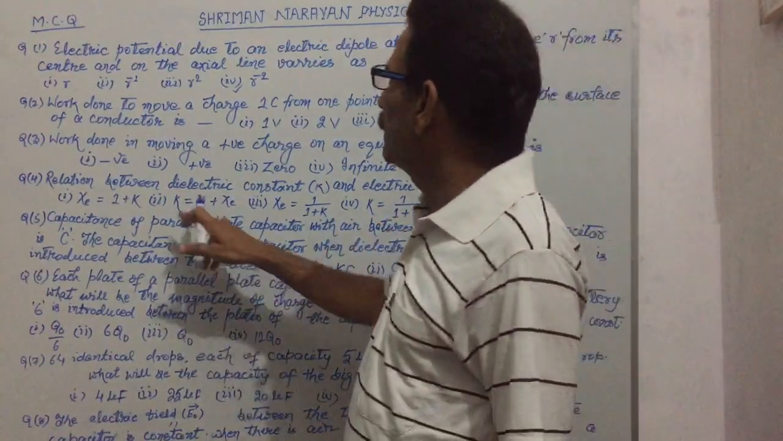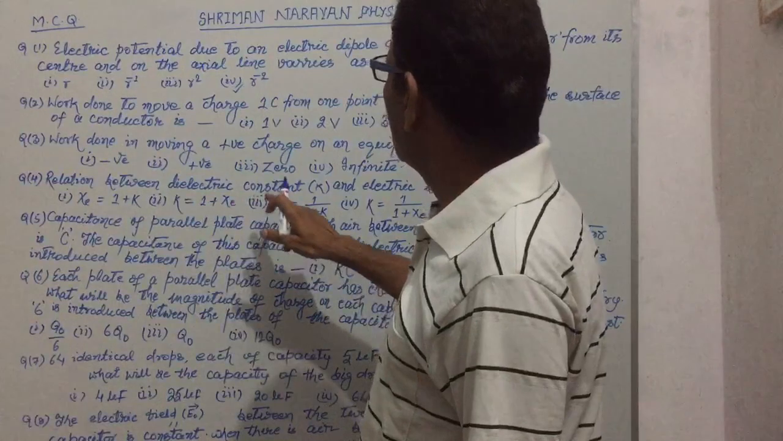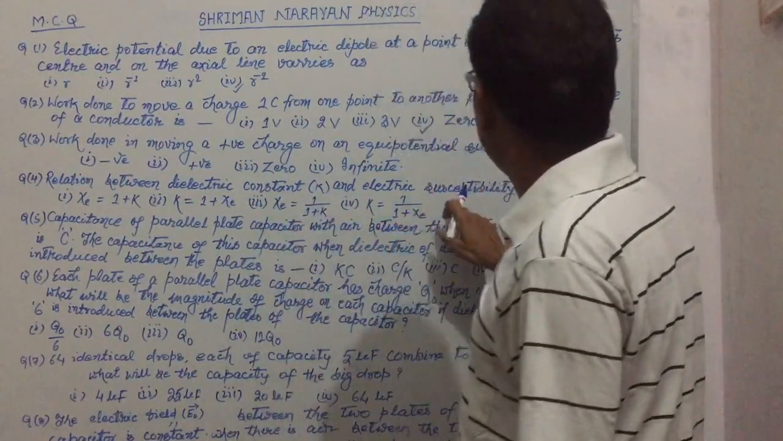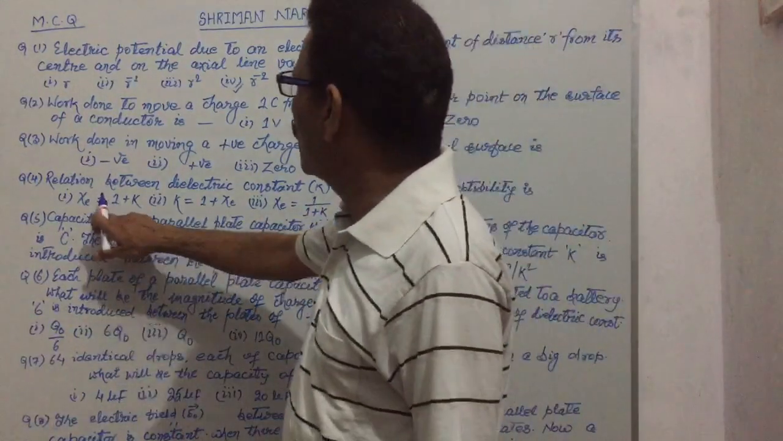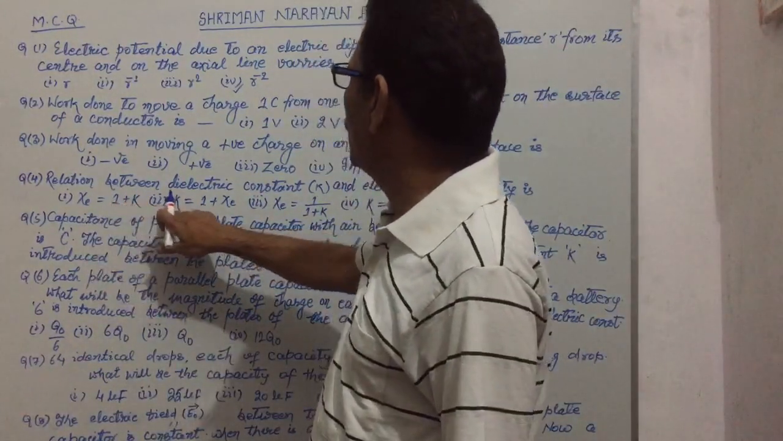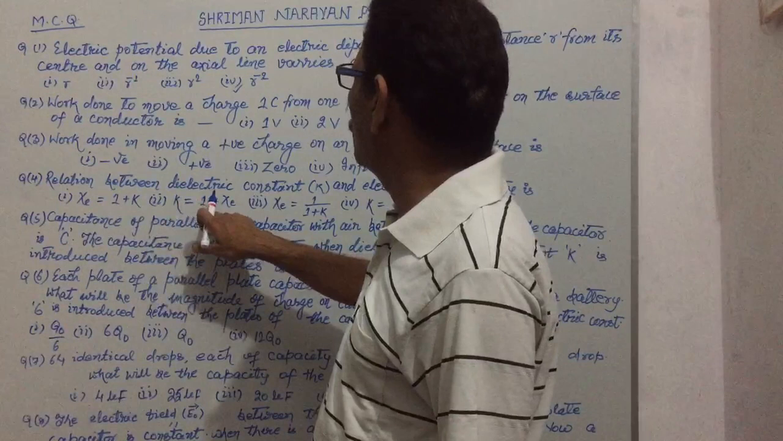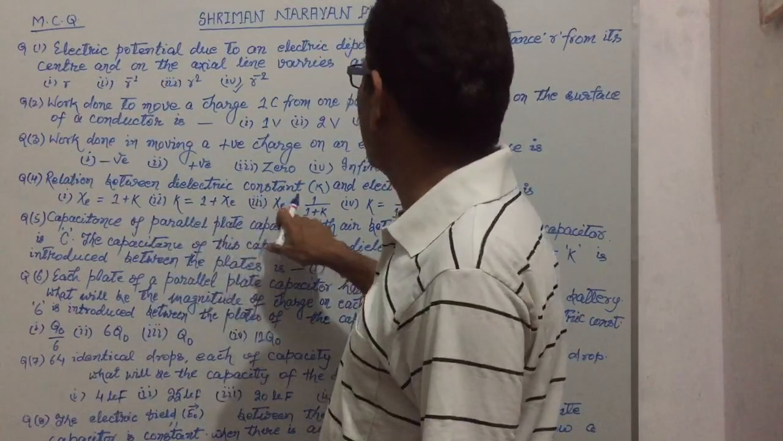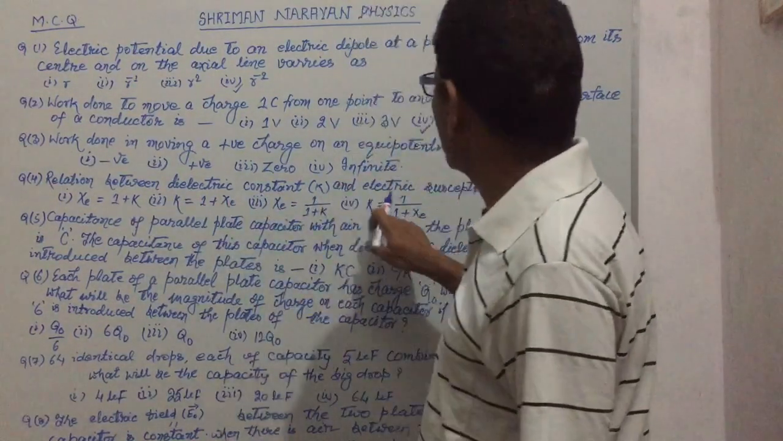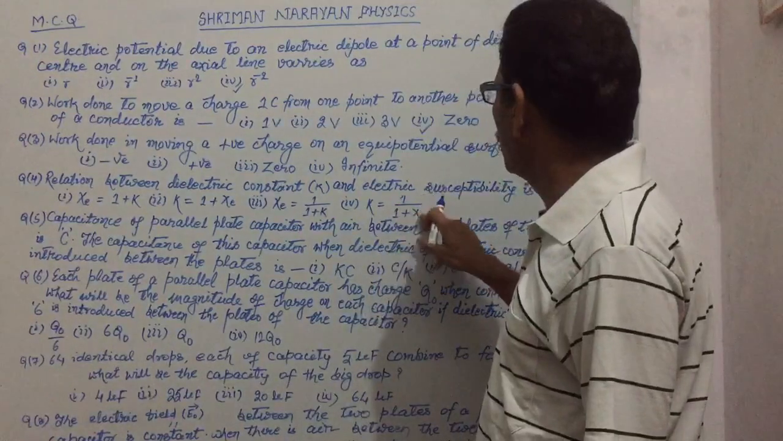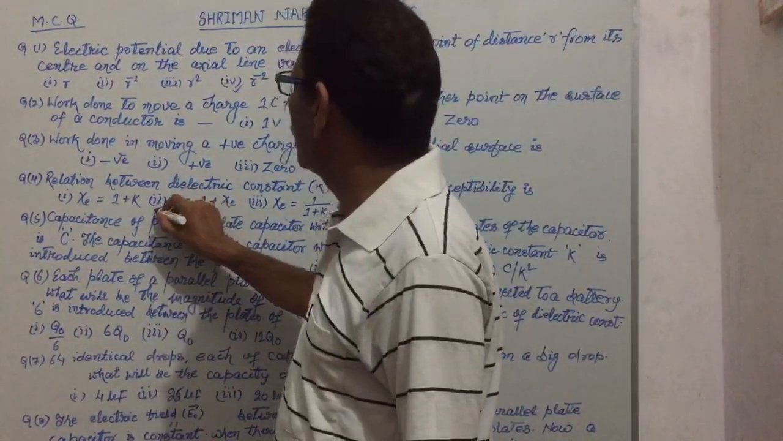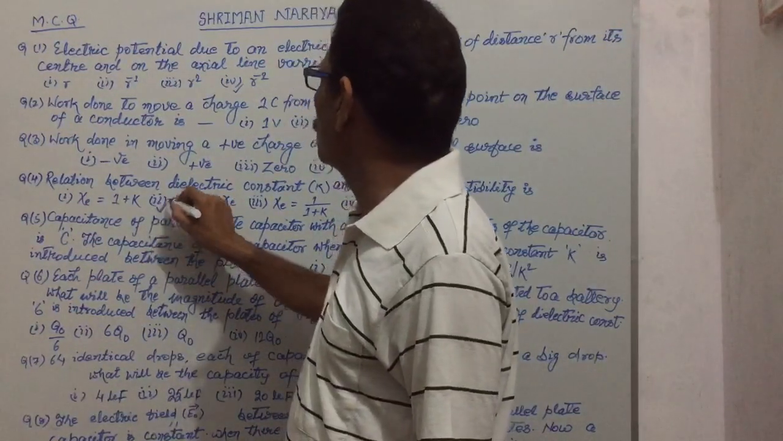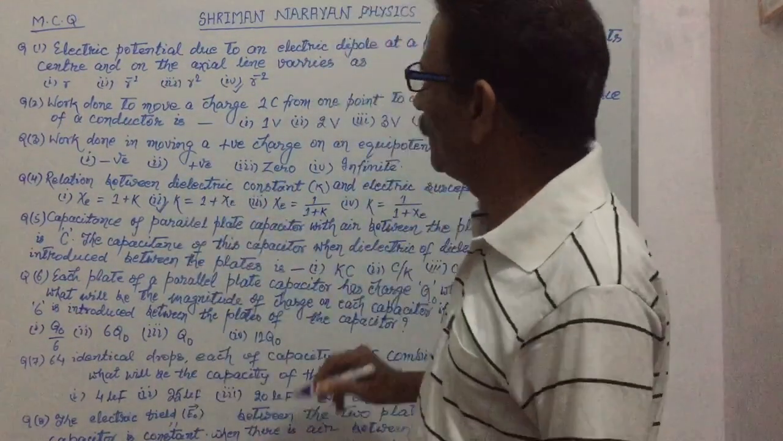Fourth question: the relation between dielectric constant K and electric susceptibility is: the first option is chi E is equal to 1 plus K, second option K is equal to 1 plus chi E, third one is chi E equals 1 by 1 plus K, fourth option K is equal to 1 by 1 plus chi E. So the correct option is the second, that is K is equal to 1 plus chi E.